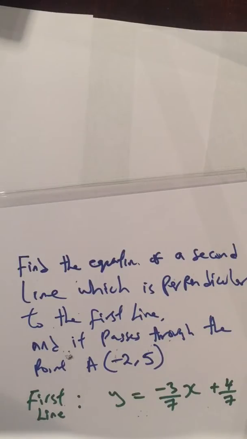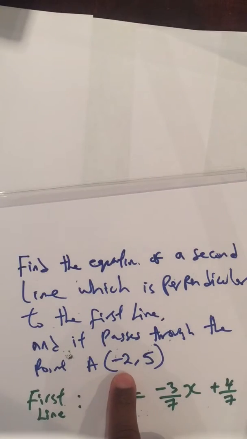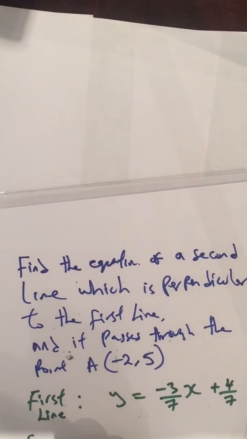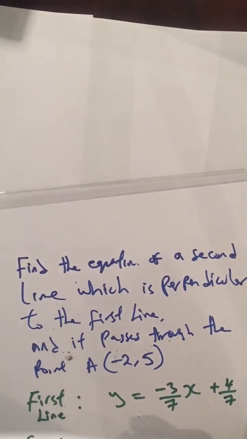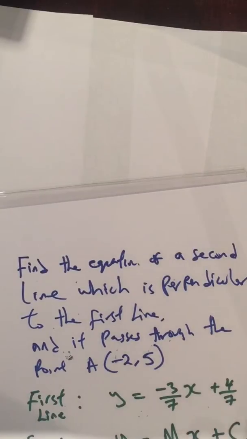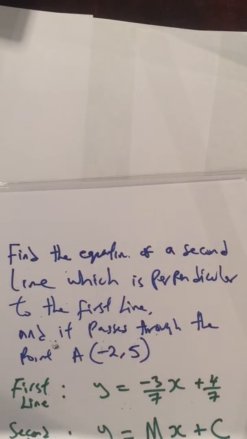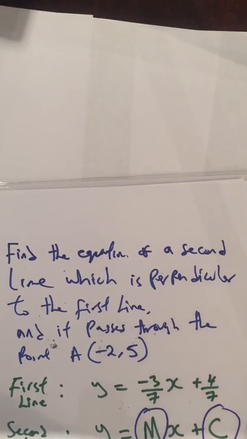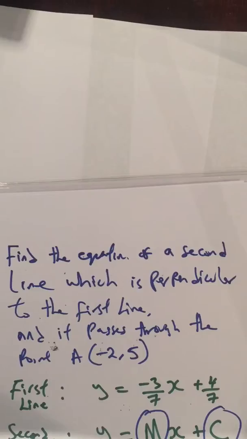Now you've been told that the second line passes through the point (-2, 5) and it's perpendicular to the first line. So what is the equation? I'm going to write it like this. The second line would look like this: y = mx + c. So the question is, what is our m for the second line? And what is our c? If we know those two, then that's it. We've got the answer. Just plug in your m and c and leave it like that.